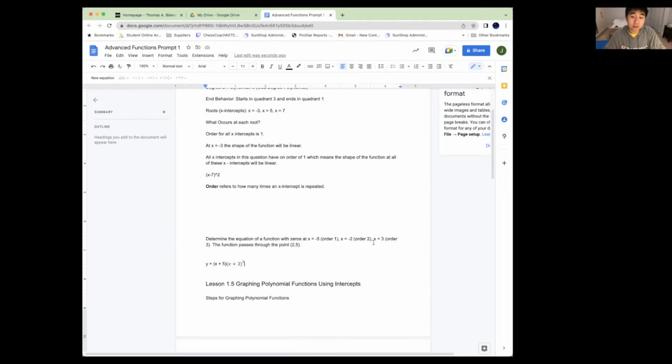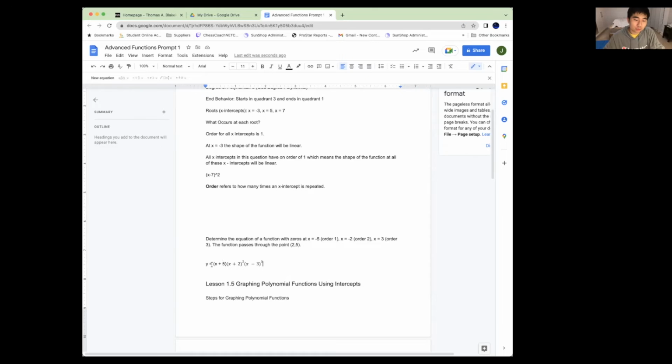And finally, our final x-intercept, we have x equals 3. The order is 3. So, same thing. We know that x equals 3 as an x-intercept is going to look like x minus 3 in an equation in factored form. So, we'll just put that in there. So we have x minus 3 and the order is 3. So that means the exponent is 3 for x minus 3. So that's what we're going to do. We're going to put 3 for the exponent. That's it.